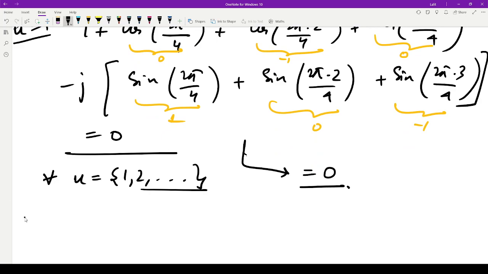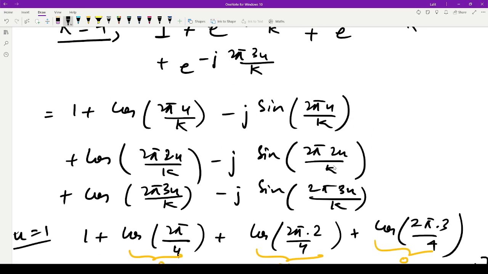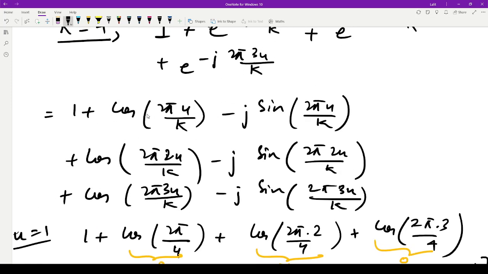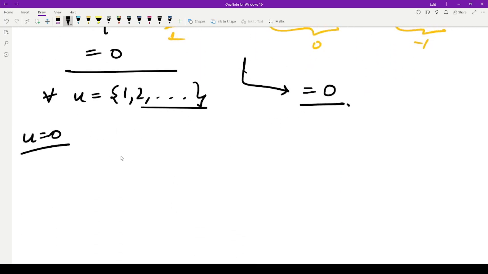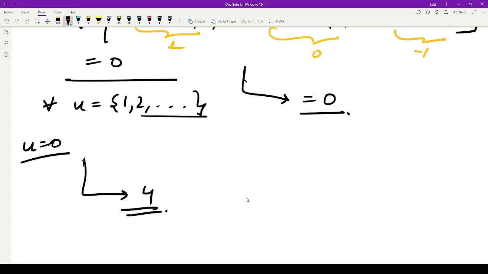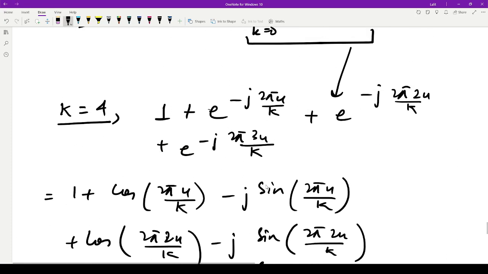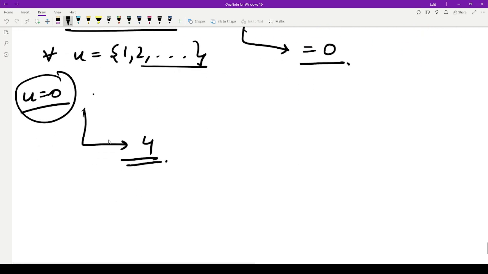But for u equals 0, what should be the case? Everything you have to replace with zeros here. So which is 1 plus 1 plus 1 plus 1, which is a constant. At u equals 0, this value will be 4. That means it only exists at u equals 0, and at the other points it does not exist. This function does not exist.